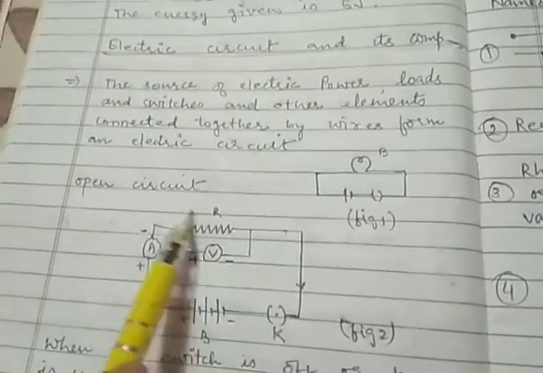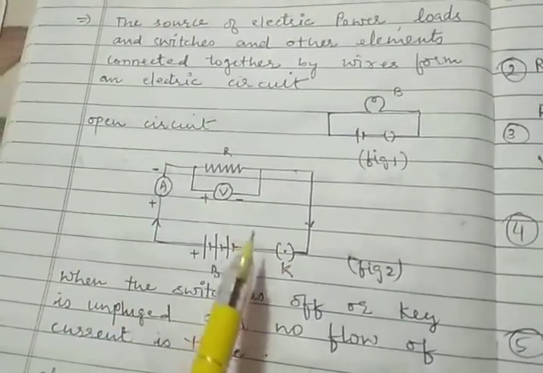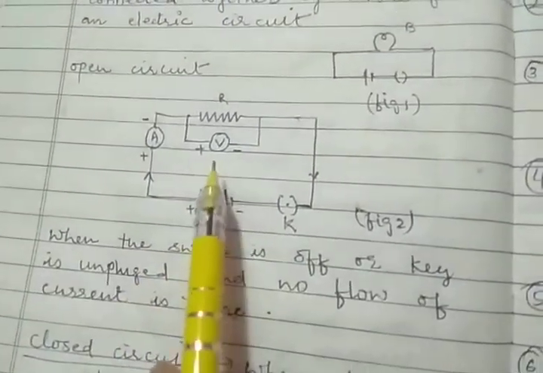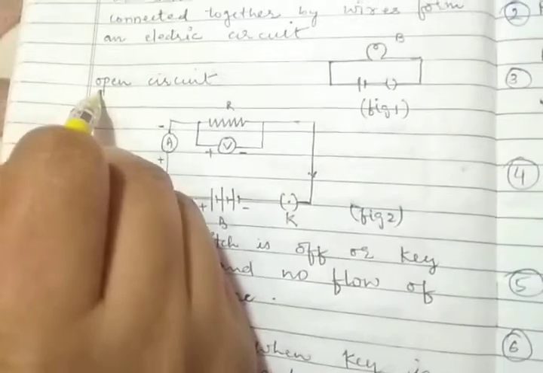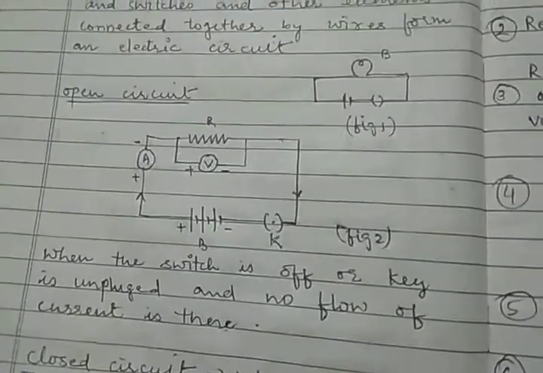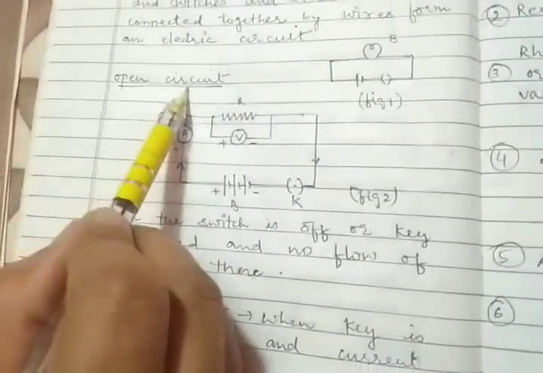It is a closed and continuous path. The closed and continuous path through which the current can flow is known as the electric circuit. Electric circuits are of two types. One is the open circuit and the second one is the closed circuit. What do we mean by the open circuit?